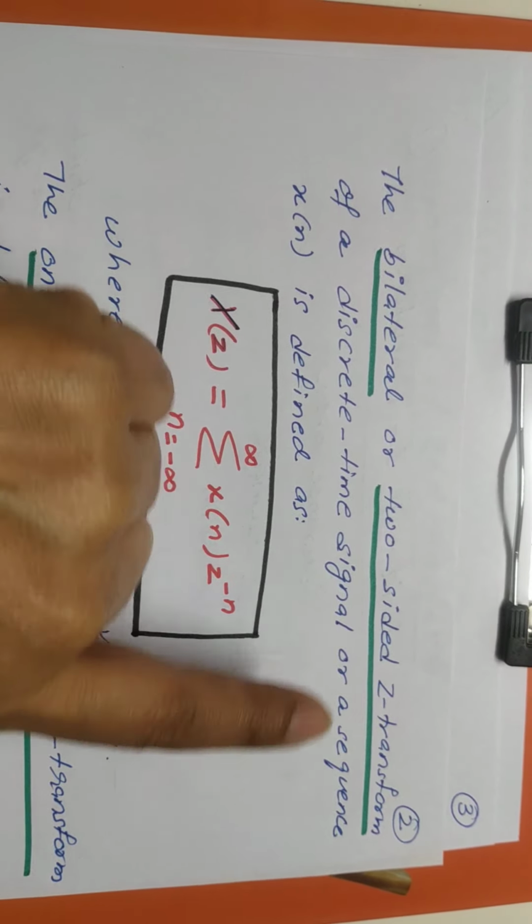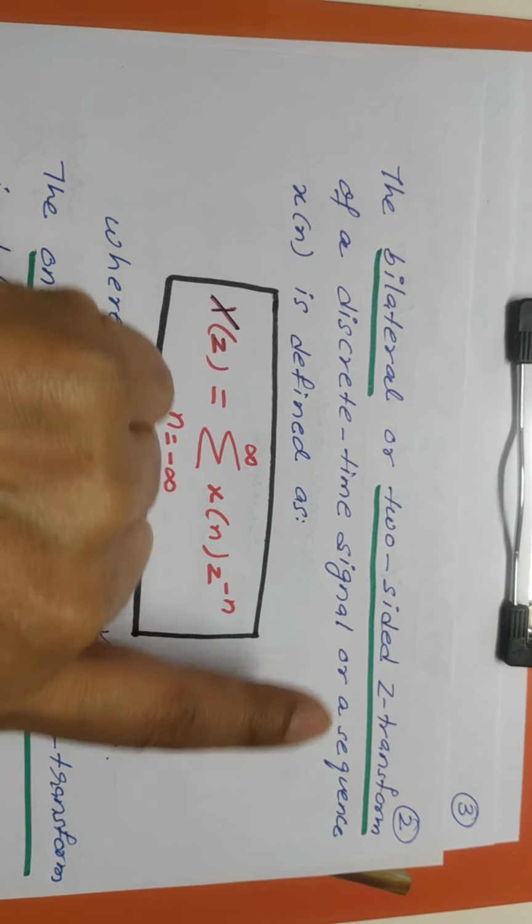Now coming to the second one, which is the one-sided or unilateral Z transform. The X of z, which is the Z transform of a one-sided signal, is defined as summation n from 0 to infinity x of n z to the power minus n. Now this is for a one-sided signal. We even call it unilateral Z transform.